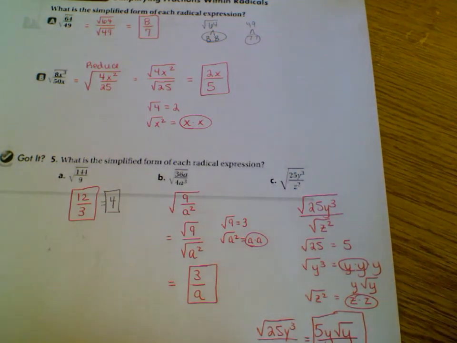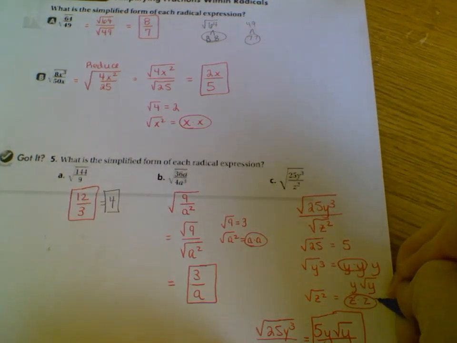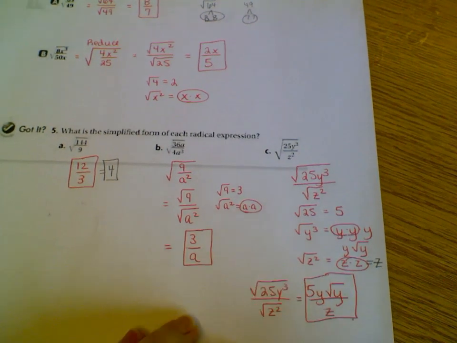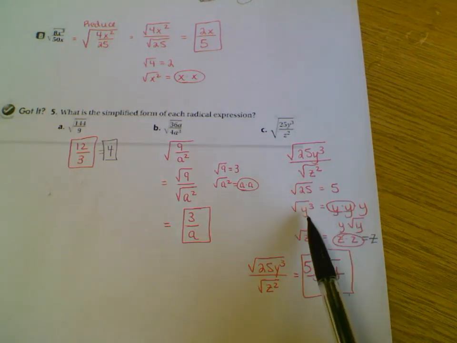So what ends up happening is on top I get 5 and this y, and then the square root of y still left over. And then on the bottom I had just a z that came outside of the radical, so it's just left by itself as well. So this one's tricky in terms of making sure that you split up the top and the bottom and do them separately, and then put them all back together, so finding those pieces.